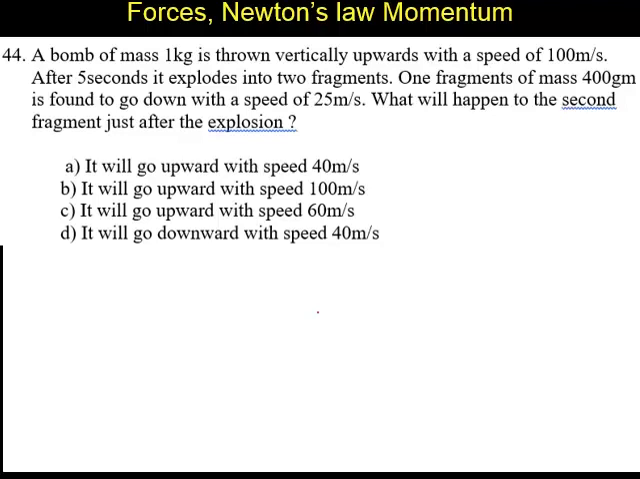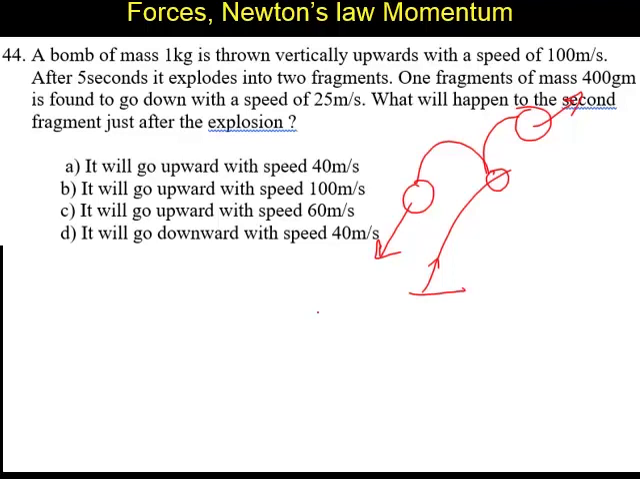We will draw. So a bomb is thrown upwards. When it is going upwards, at one point it explodes. So the initial velocity is given. When it explodes, it is divided into two pieces. One is coming downwards, so for the law of conservation of momentum to be valid, the other one should go upward. So one of the fragments should go downwards, no doubt in it.